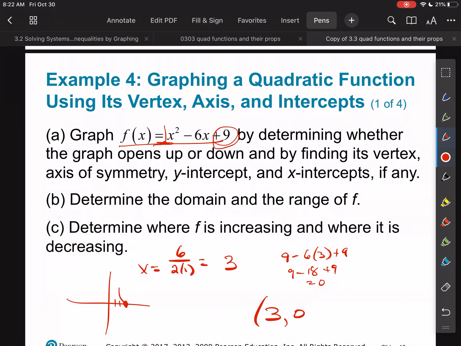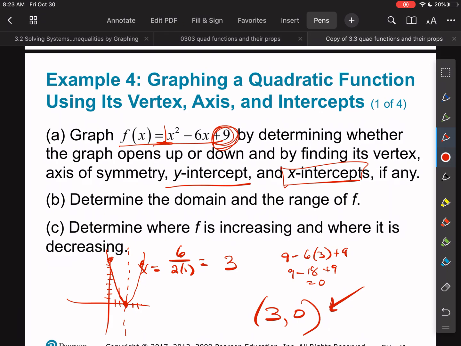And I know that it crosses the y-axis at 9: 1, 2, 3, 4, 5, 6, 7, 8, 9. So we're right in there, and we have something that looks like this. Obviously on the other side, same deal with this line of symmetry. It says determine the y-intercept, which we did, and then the x-intercept. It's easy to understand that if it's touching the x-axis, that is the x-intercept. So the vertex is the only x-intercept, the same as the vertex, (3, 0).